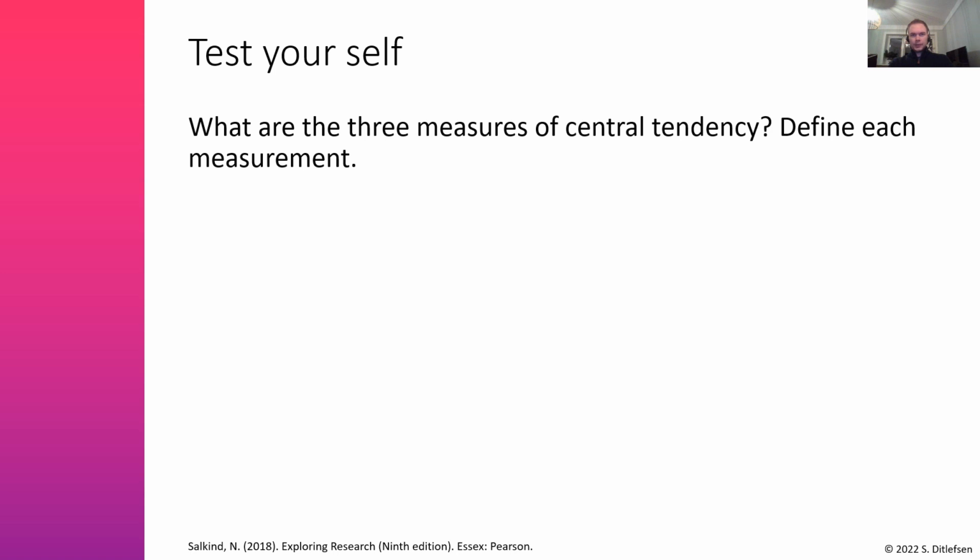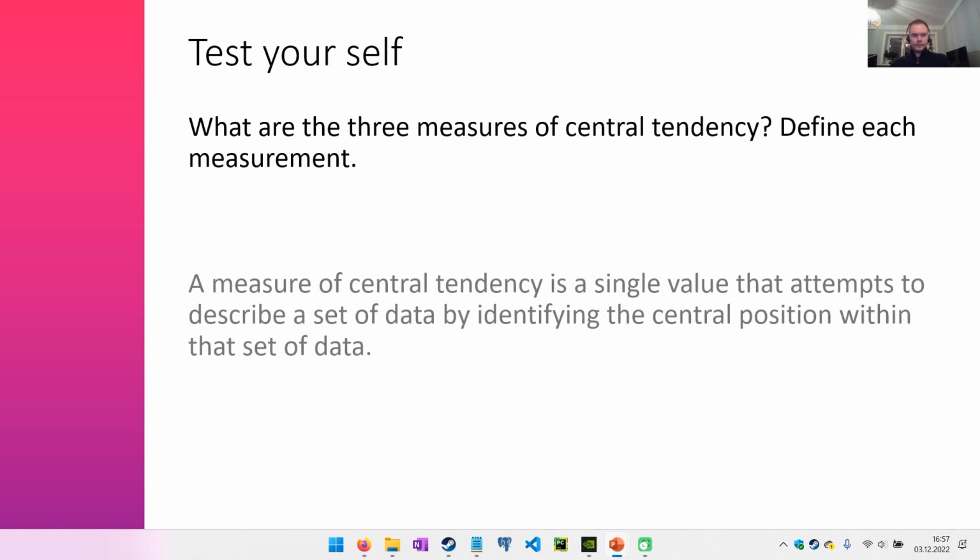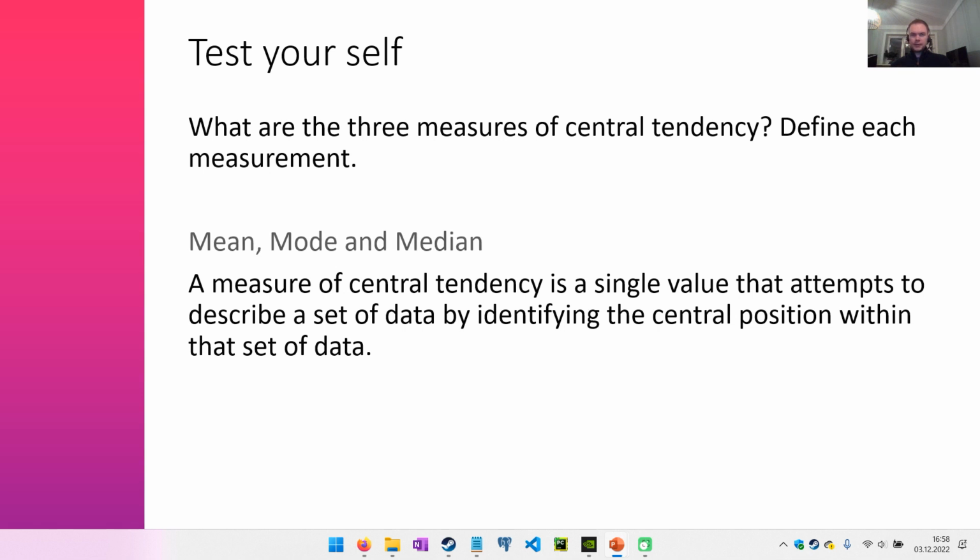What are the 3 measurements of central tendency? Define each measurement. A measure of central tendency is a single value that attempts to describe a set of data by identifying the central position within that data set. So this means the mean, the mode, and the median. These 3 are the measures of central tendency.